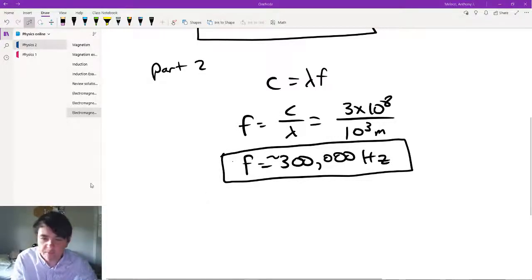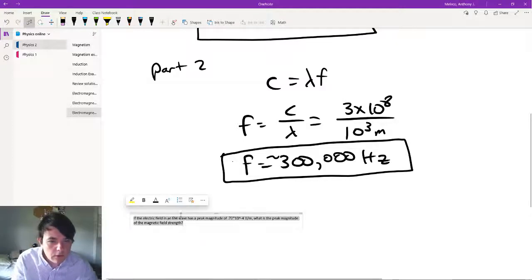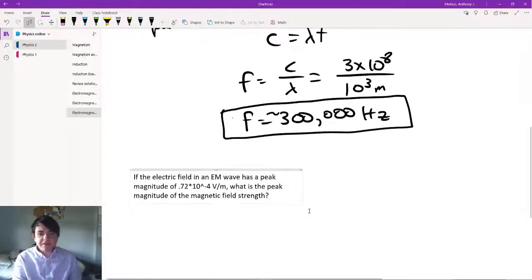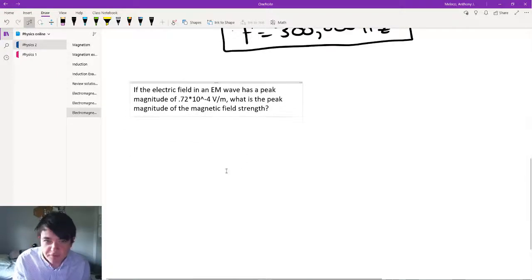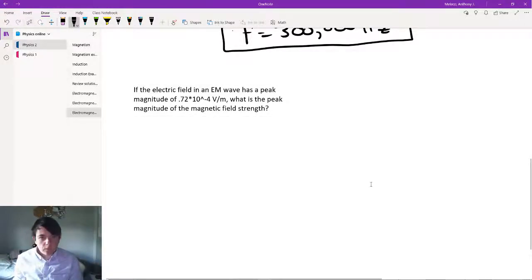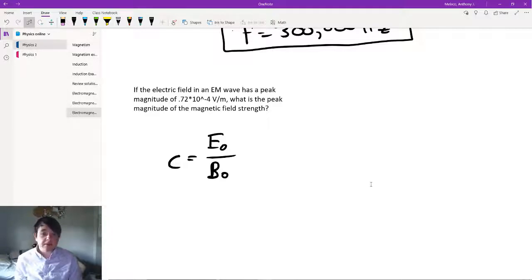We also discussed other types of problems, like this one. If the electric field in an EM wave has a peak magnitude of 0.72 times 10 to the minus 4 volt per meter, what is the peak magnitude of the magnetic field strength? Well, that's a good question. If you remember, we had a relationship between the maximum amplitude of an electric field and the magnetic field, with C here as well. And it was this equation. So what we want to solve for is the peak magnetic field strength.